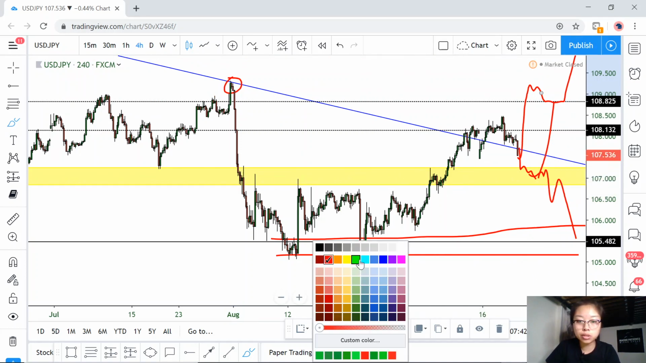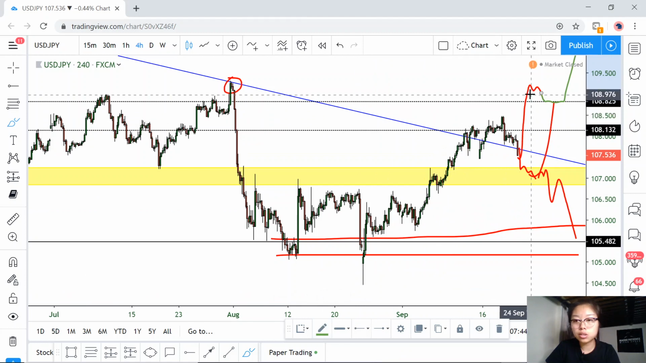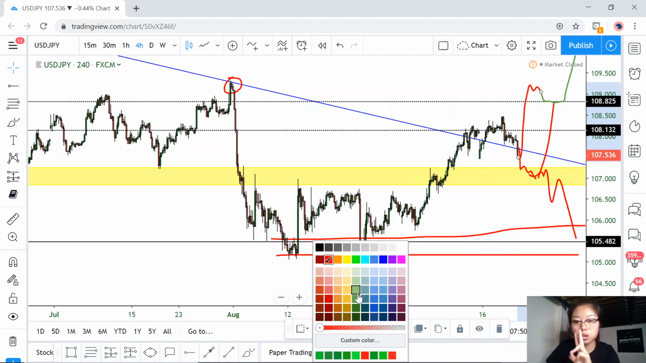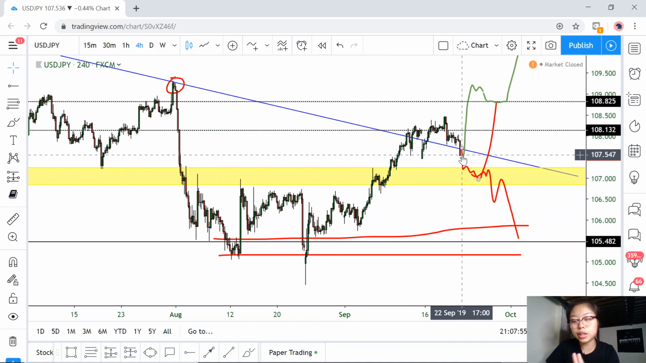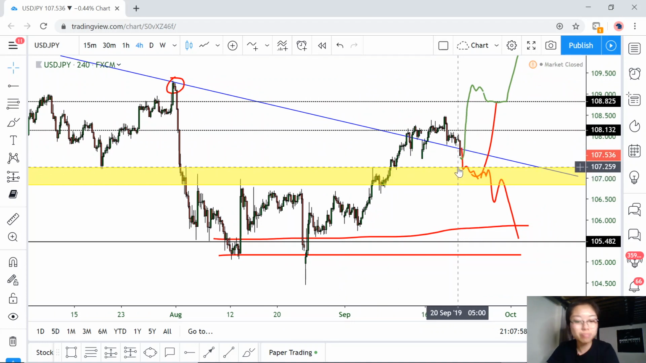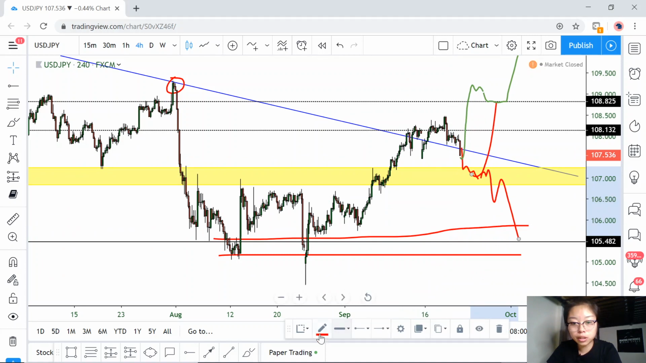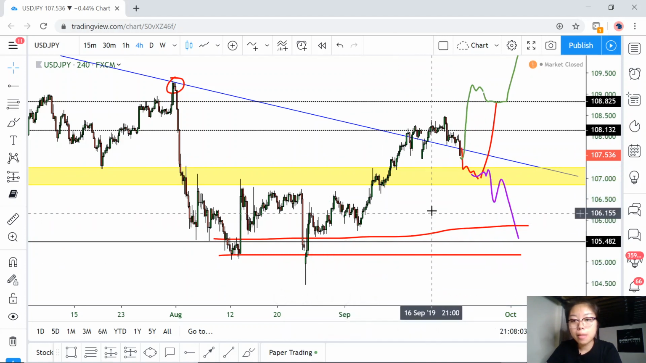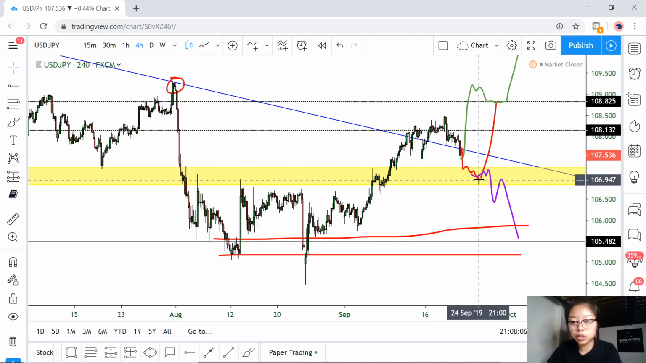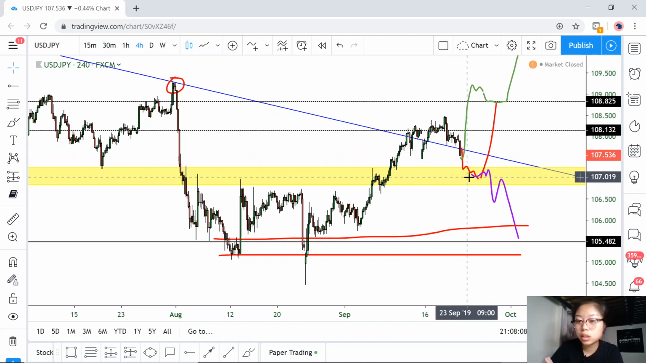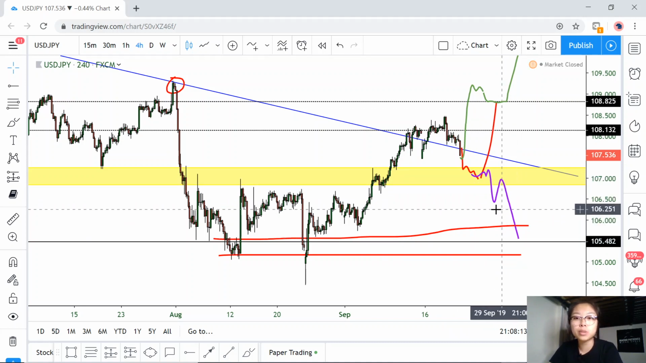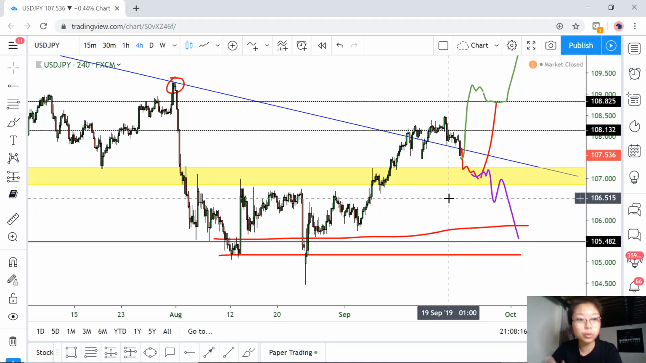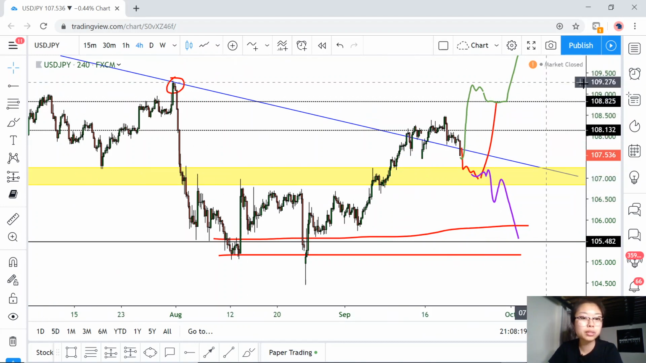And let me mark that as green. So that is a scenario. So 2 scenarios here. Actually 3 scenarios for UJ, but the most possible one is this one in purple. Price comes down into our 1.7 zone, breaks it, clean break, retest, heads over to our 105.5 zone. That is the most likely scenario for UJ for me, but I'll update you guys.